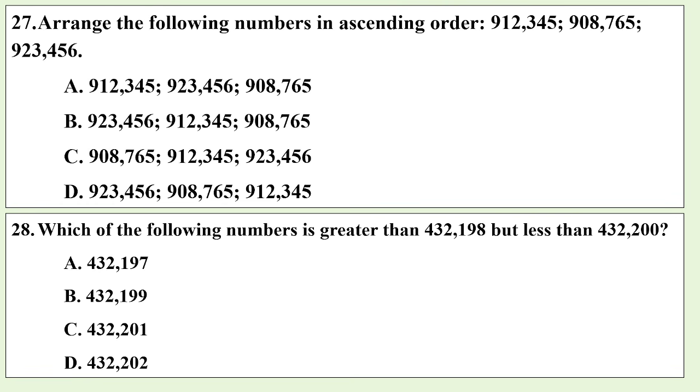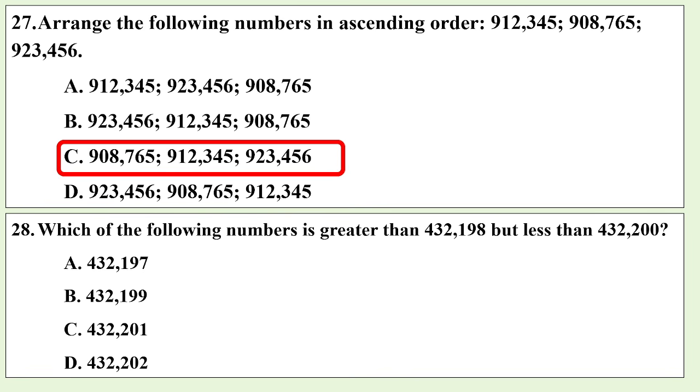27. Arrange the following numbers in ascending order: 912,345, 908,765, 923,456. So the answer is letter C.